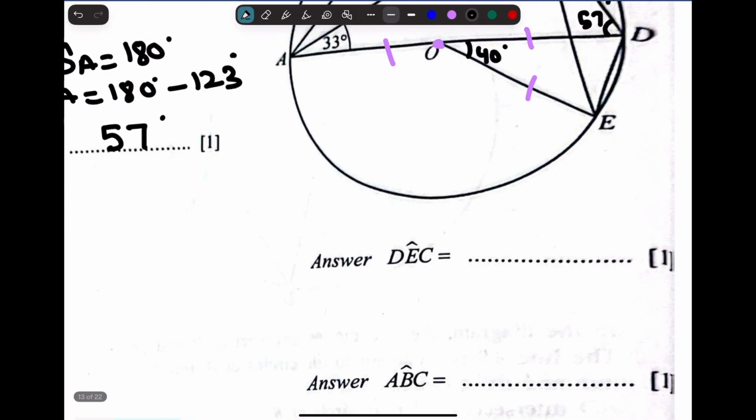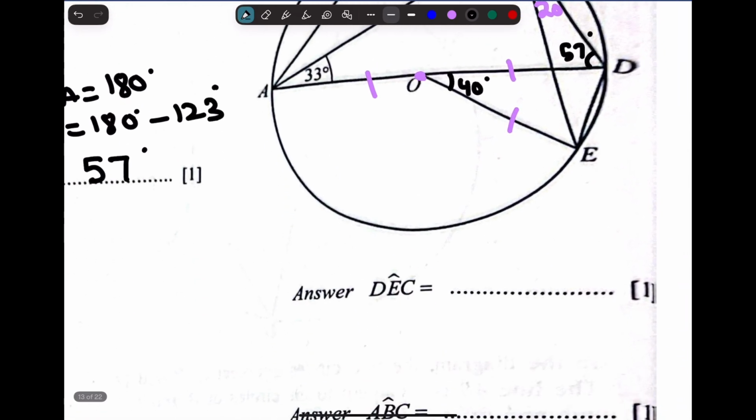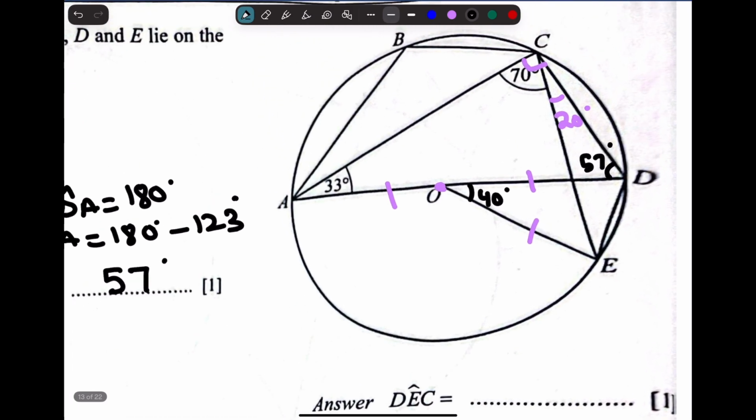Okay, so we need to find ABC. No, we need to find DEC. So which is that angle DEC? This angle. Let's mark it DEC. We need to find this angle. Okay, so D, E, C.